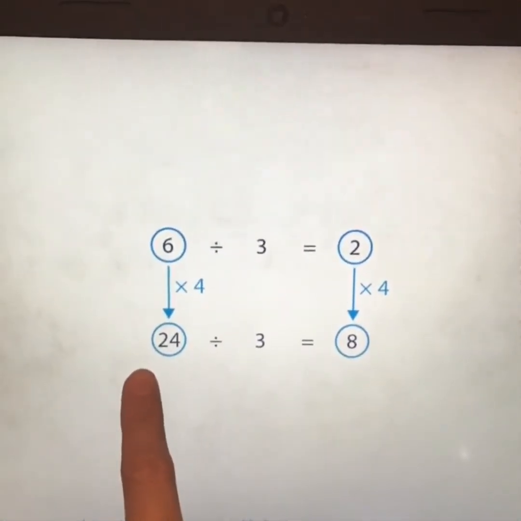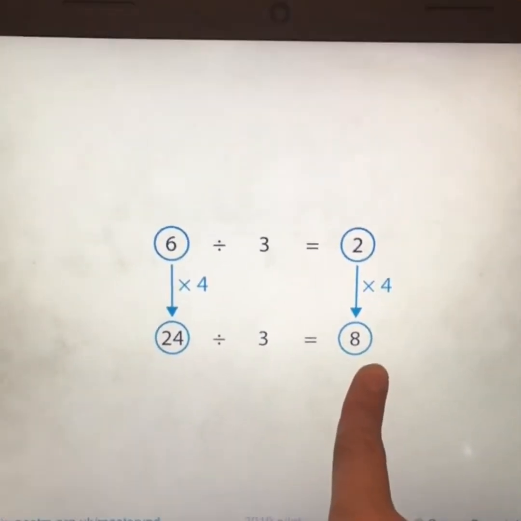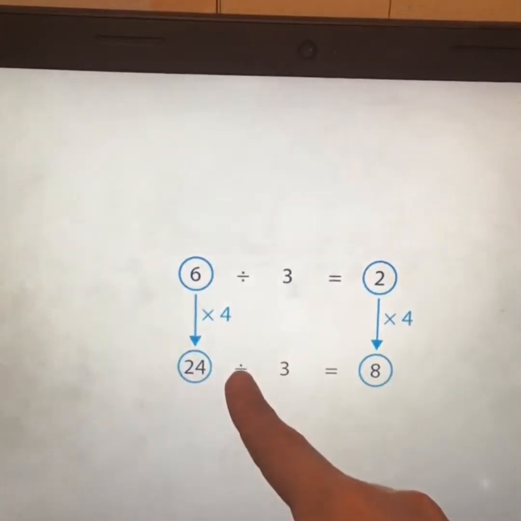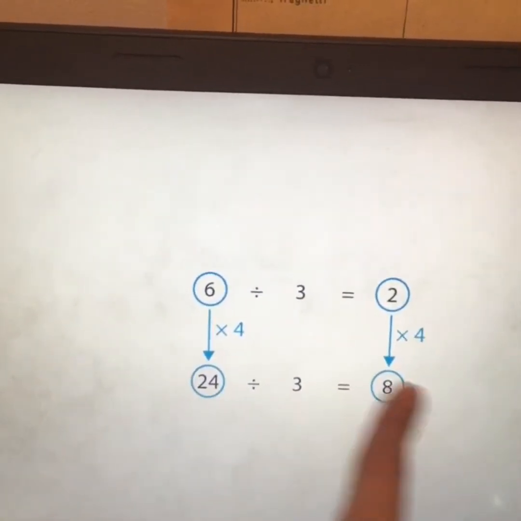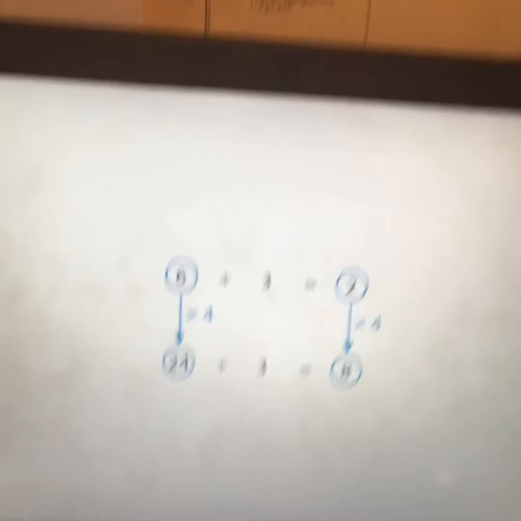Now, of course, at the minute, these numbers are quite easy. You know that using your times tables. But if these numbers were a lot bigger, hopefully you can see how having this number fact here is going to help you work out this number fact here, because you times both sides of it by 4.